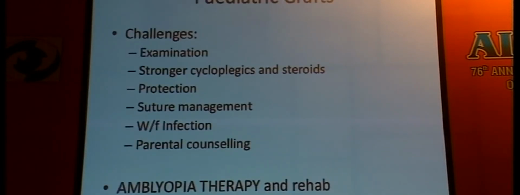So pediatric grafts, Dr. Charuta, what do you think, how important is examination for pediatric grafts?